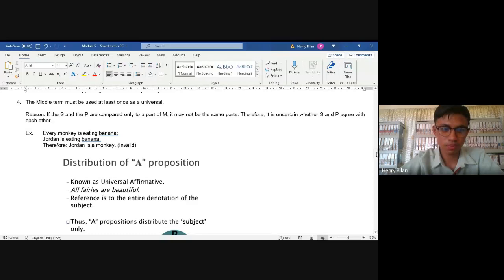So, halimbawa, every monkey is eating banana. Jordan is eating banana. Therefore, Jordan is a monkey. So, obviously, Jordan is a person here. But our conclusion is telling us, Jordan is a monkey. Of course not. Hence, this is invalid. But what makes it invalid? Because of the middle term, which is used twice as particular. Ano bang ating middle term dito? Itong eating banana. Particular.